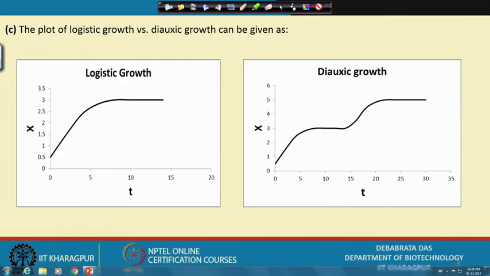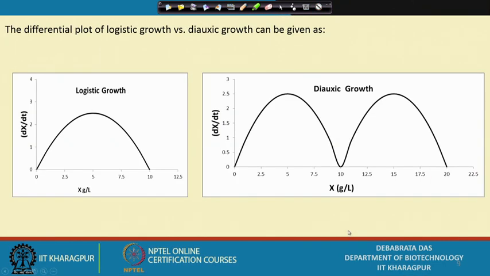Now, if we write this diauxic growth in the case of dx/dt versus x, the nature of the plot will be like this. In the logistic equation we have one kind of plot, and in diauxic growth we have this kind of plot. Now they are saying that we shall have to run 5 reactors in series, and we shall have to prove under what circumstances all the carbon source will be exhausted, first as well as second.